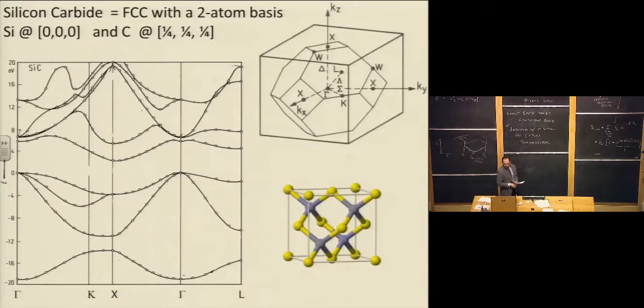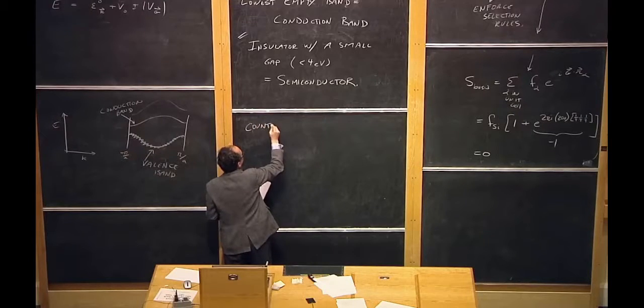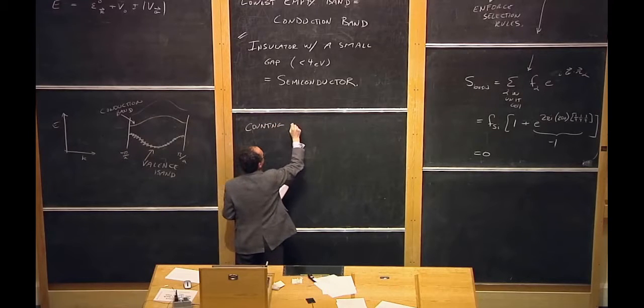So in this picture of silicon carbide, these bands here are all filled. The Fermi energy, or the chemical potential, lies in the middle of this gap. So you would say that it's an insulator or a semiconductor, and if you look at the difference in energy between the lowest point of the conduction band and the highest point of the valence band, it's a little less than 4 eV, so we would say silicon carbide is a semiconductor.